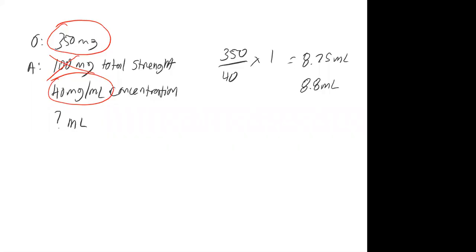Whenever you are doing drug calculations where you're actually doing drug math, you always want to round to the nearest tenth for numbers that are greater than 1, and round to the nearest hundredth for numbers that are less than 1. So if this were 0.75, you would just leave it as 0.75.